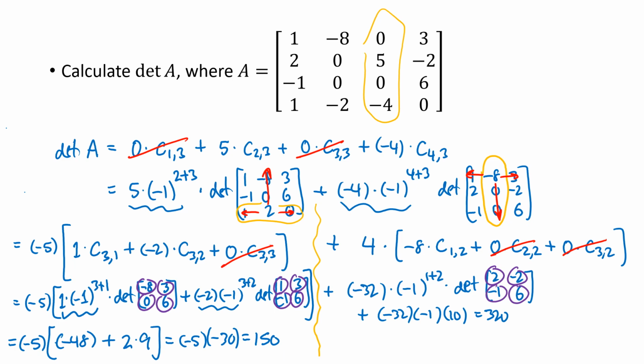And so my final answer here is going to be this 150 plus this 320, and that's going to be 470. So that's the determinant of my matrix.